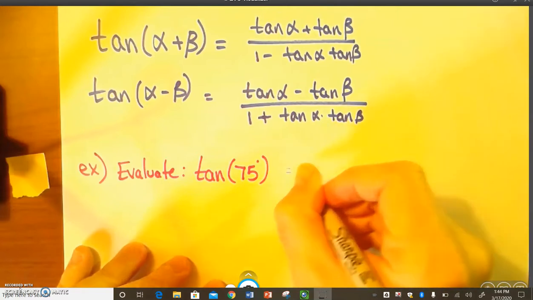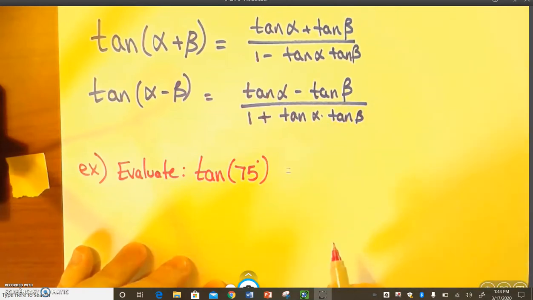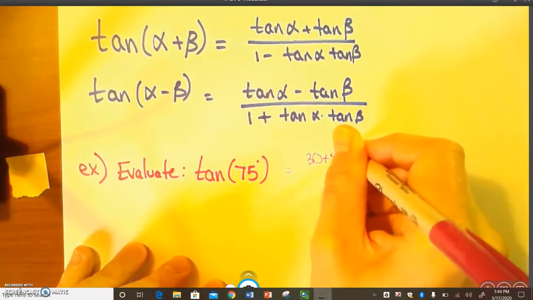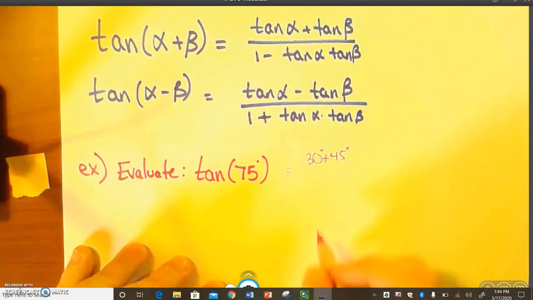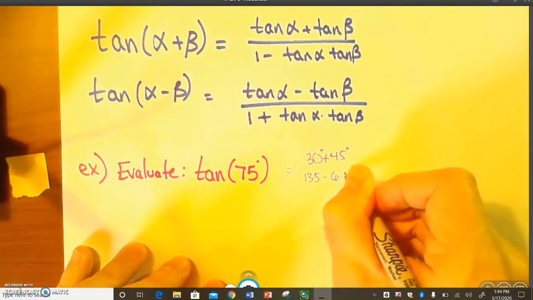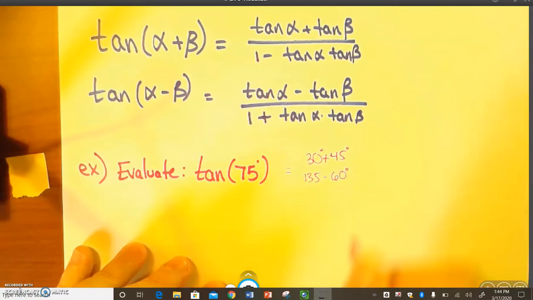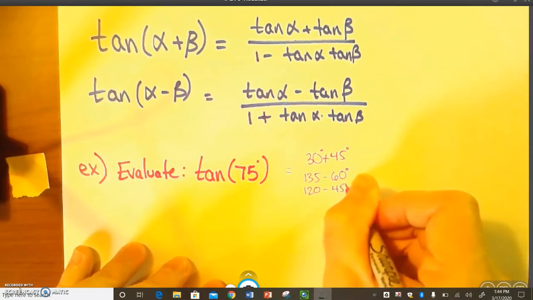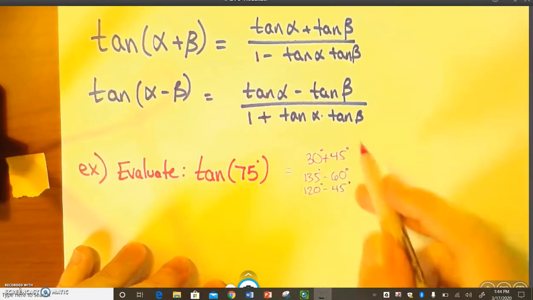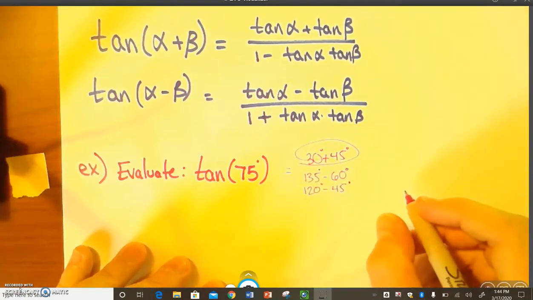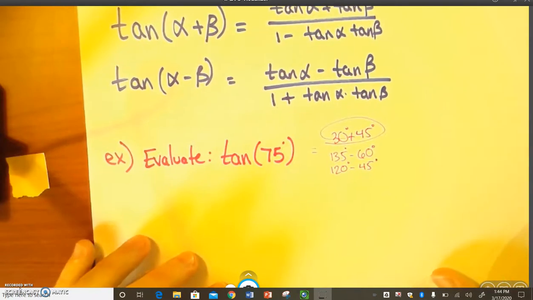Just to kind of see one quick run through. Again, we could do a lot of different angle combinations. So we can do 30 plus 45 degrees. We could do 135 minus 60 degrees. We could do 120 minus 45 degrees. There's really lots of combinations. I'm going to focus on the top one, 30 and 45. I suspect that's what most people would choose anyway.